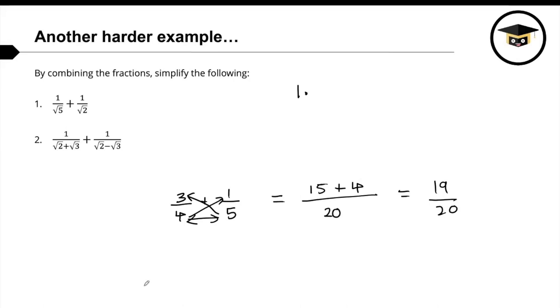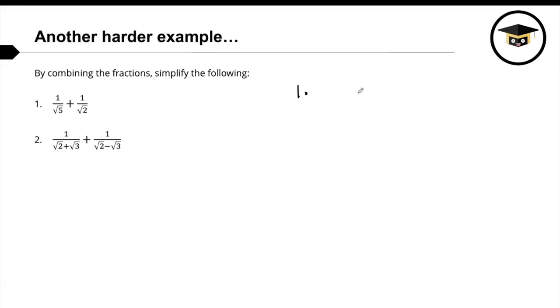Let's apply that for question 1. Here, if we're going to crisscross, we're crossing the root 2 with the 1, the root 5 with the 1, and then the root 2 with the root 5. So we get root 2 times 1, which is root 2, plus root 5 times 1, which is root 5, over root 5 times root 2, which is root 10. We can't simplify this anymore. We can technically rationalize the denominator, but for now, we're going to keep it like this, and we'll cover that in the next video in our Surds series.